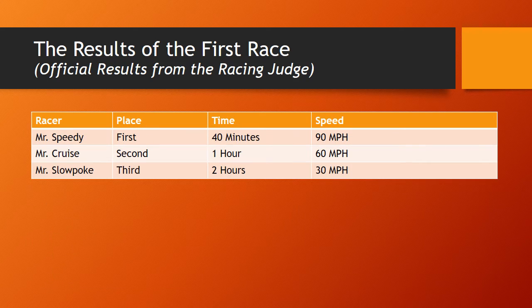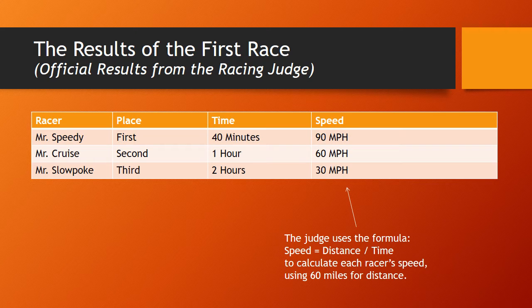The judge at the finish line therefore gives the race results as shown here. And that judge has used the original version of the formula in filling out the last column of the results. He knows the race distance is 60 miles, and he knows how long each racer took to complete the race. The judge can then use the formula to calculate the actual speed of each racer. Of course, in all cases, this gives the same speed that we knew all along based on the racers' stated speed on their entry forms.